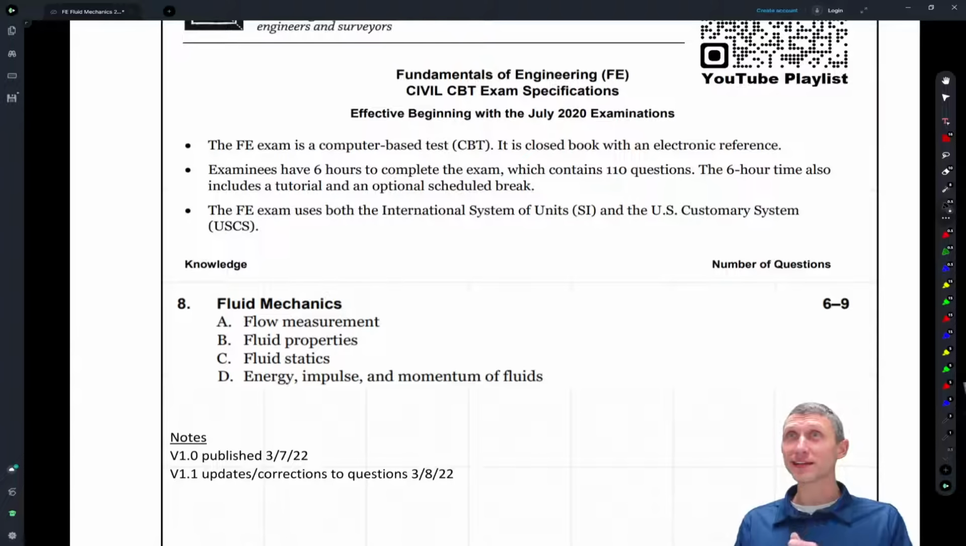Special shout out to Dr. Sanders, who has done this session in the past when we're on campus, but now he's helped me with some of these problems. So hopefully I can do just as good a job as he has done in the past.